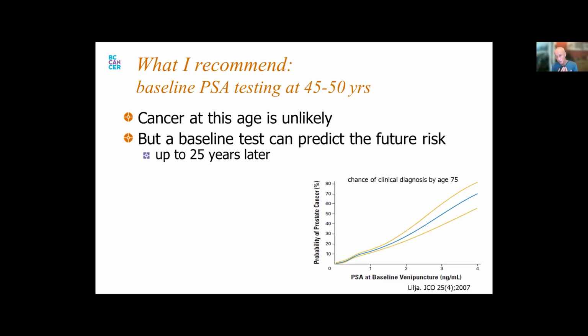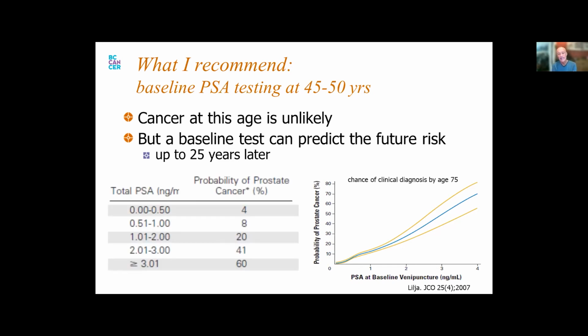Now, this is what I recommend. It's what I've done for myself, and it's what I teach students. So you get a baseline test at an age where the chance of having prostate cancer is very, very low. And it's been shown from some great studies in Scandinavia that they had archived blood samples that had been deep frozen, and they used their cancer registry 30, 40 years later to look back at what was the PSA level at the age of 45 for this man who was diagnosed at 70 with prostate cancer.